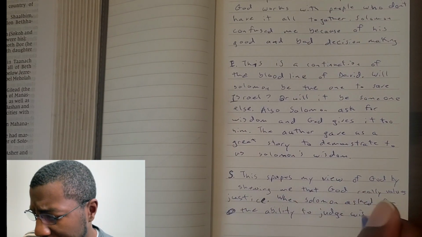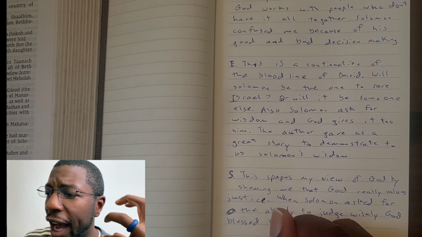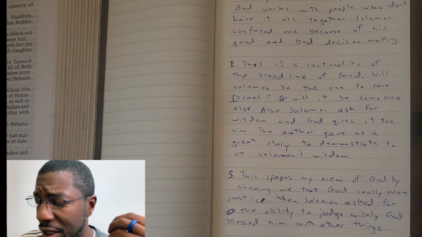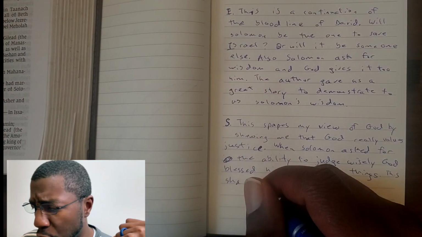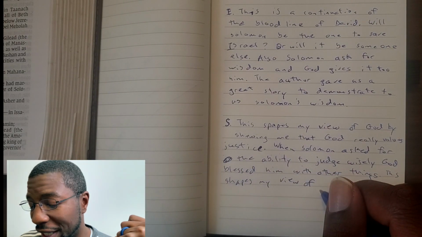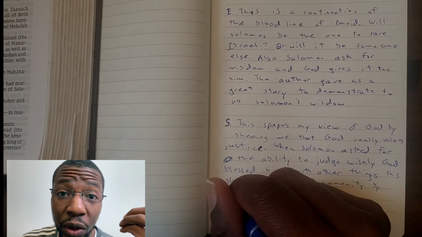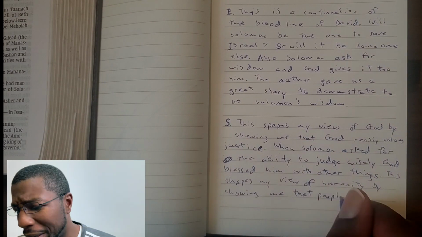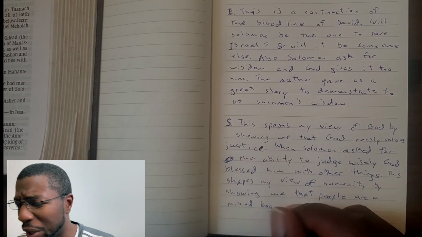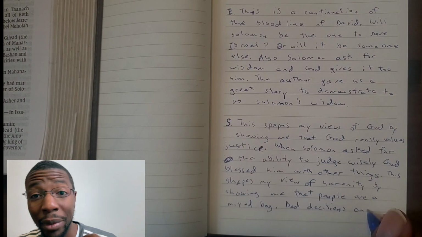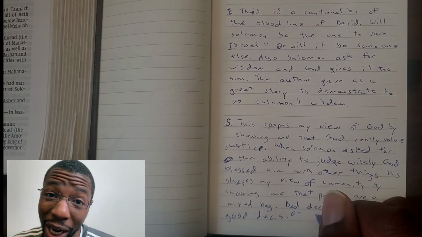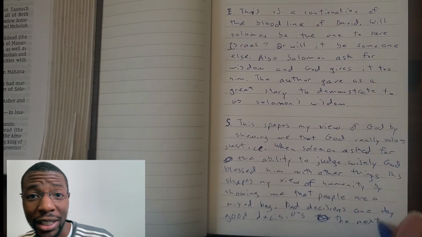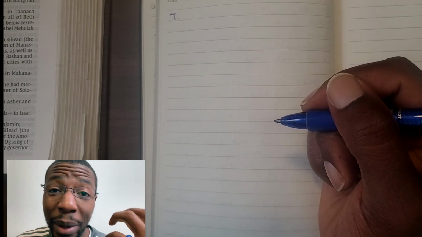So here I'm able to see this shapes my view of God by showing me that he really cares about justice and that he works with people who have questionable decision-making skills. This shapes my view of humanity by showing us that we can make great decisions on one hand, and on the other hand, we can be flawed. We can make alliances with the wrong kind of people, and we can judge wisely. So to me, this shapes my view of humanity by showing me that people are a mixed bag.